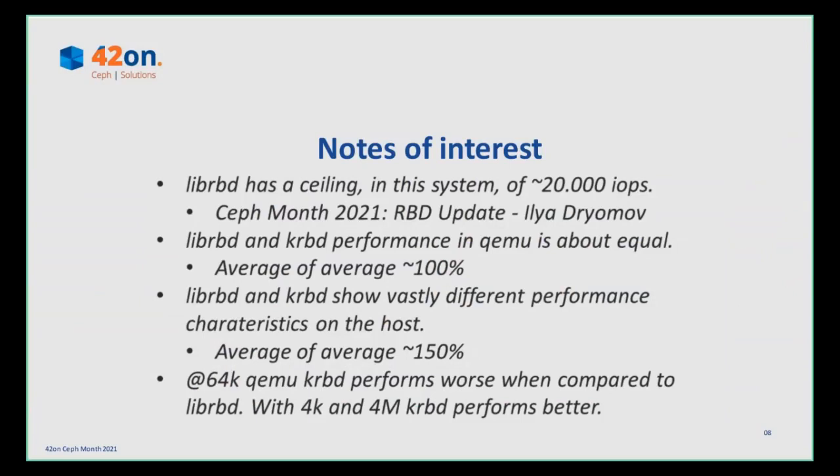When we compare librbd versus libaio on krbd, we do get very different results. We get an average of 150%, so krbd performs at 150% of librbd. And at 64K, QEMU krbd performs a bit worse when compared to librbd. With 4K and 4 MB, it performs better, which was interesting, but we haven't had the chance yet to look into it in detail.